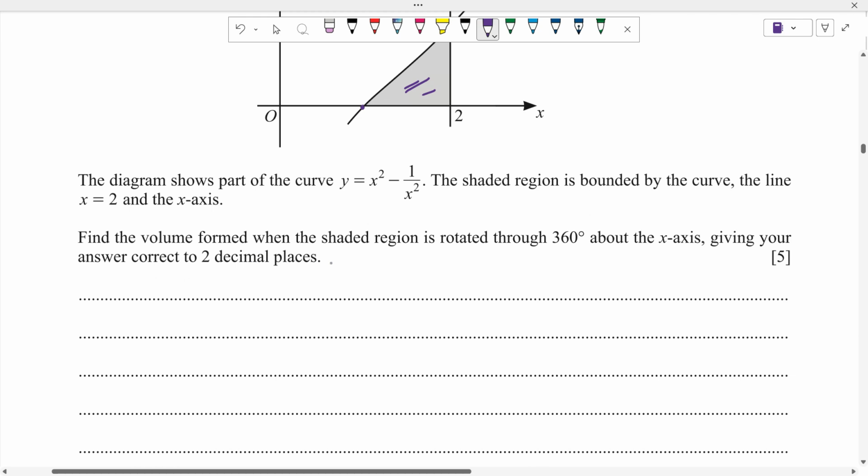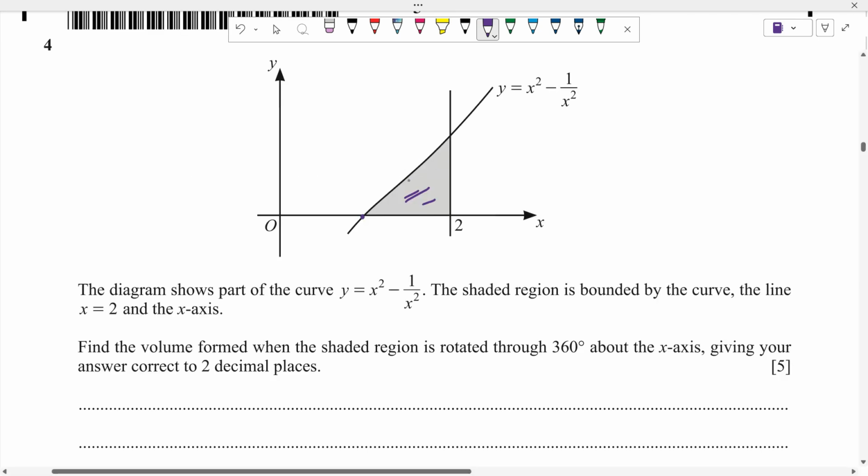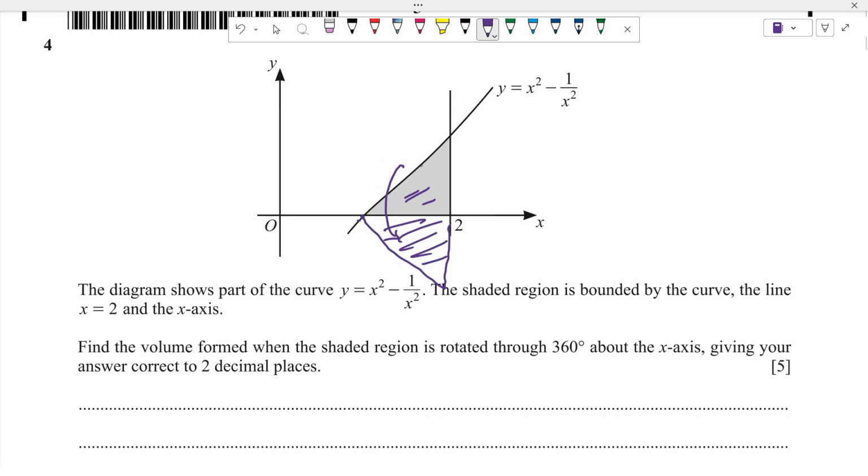Okay, we have this shaded area, and when it is rotated 360 degrees, we will have something like this shape, and this shape looks cone-like. When this curve is rotated 360 degrees, it makes a volume which is called the volume of revolution.